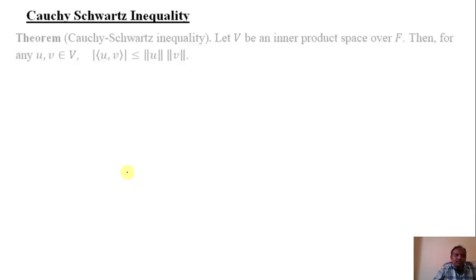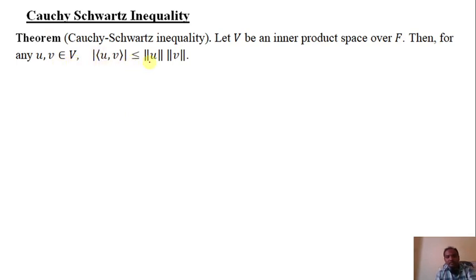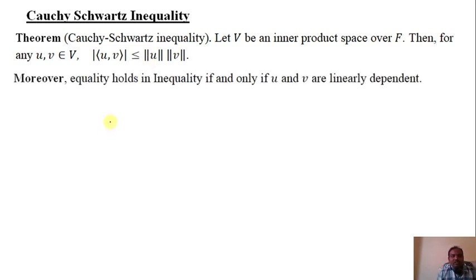So next going to define angle between two vectors. First we define some inequality. This is the Cauchy-Schwarz inequality theorem. Let V be an inner product space over F. Then for any u comma v belongs to V, mod of u comma v is less than or equal to norm u, norm v. Moreover, equality holds in the inequality if and only if u and v are linearly dependent. Already you know the linear dependence concept.